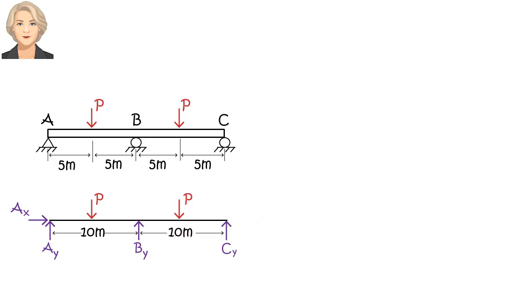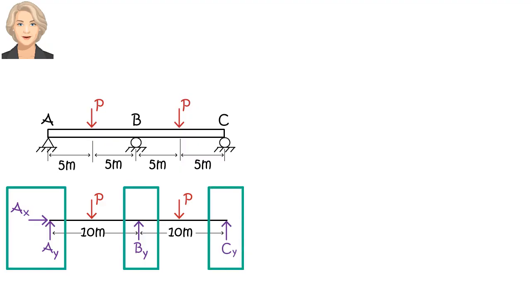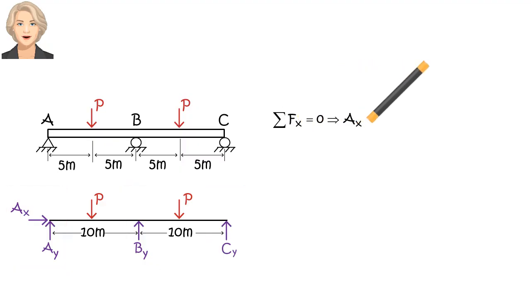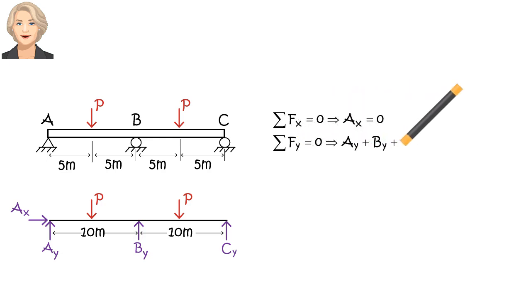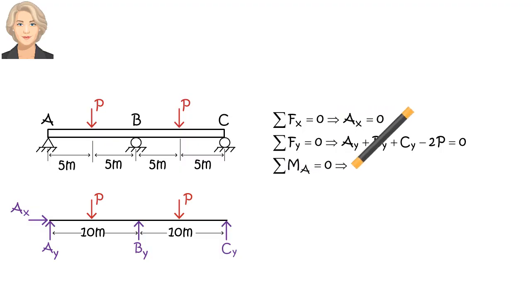Note that the diagram shows 4 unknown reaction forces, 2 forces at the pin support and 1 force at each roller support. The equilibrium equations are AX equals 0, AY plus BY plus CY minus 2 times P equals 0, 5 times P plus 15 times P minus 20 times CY minus 10 times BY equals 0.